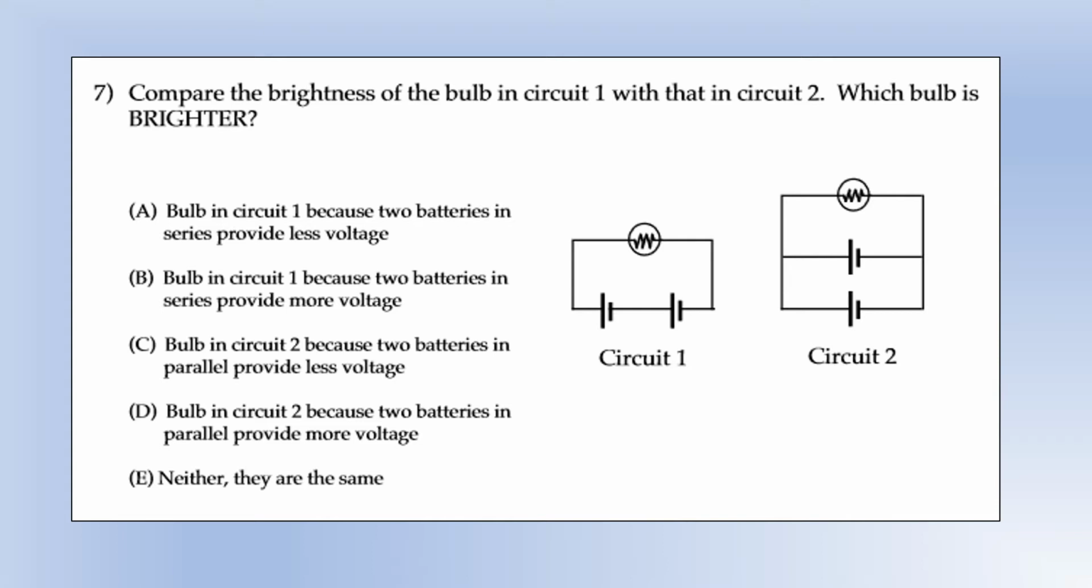Okay, so now you've got your answer. Let's take a look. So the correct answer is the circuit 1 bulb is brighter. And that's because two power sources in series will add together to give the charges more energy, which must be dissipated by the light bulb. Whereas two power sources in parallel do not add together. They will just essentially look the same as just one power source on its own.